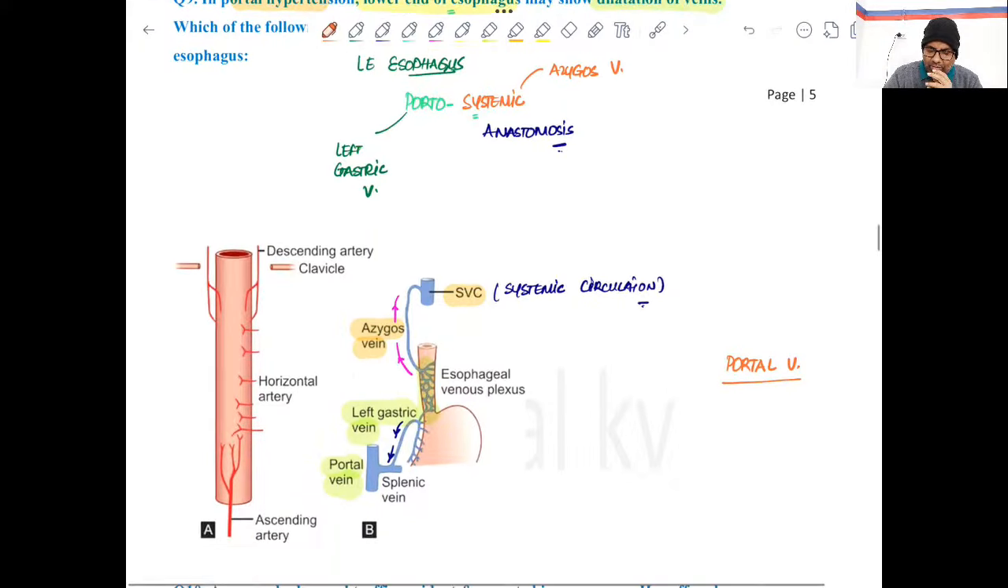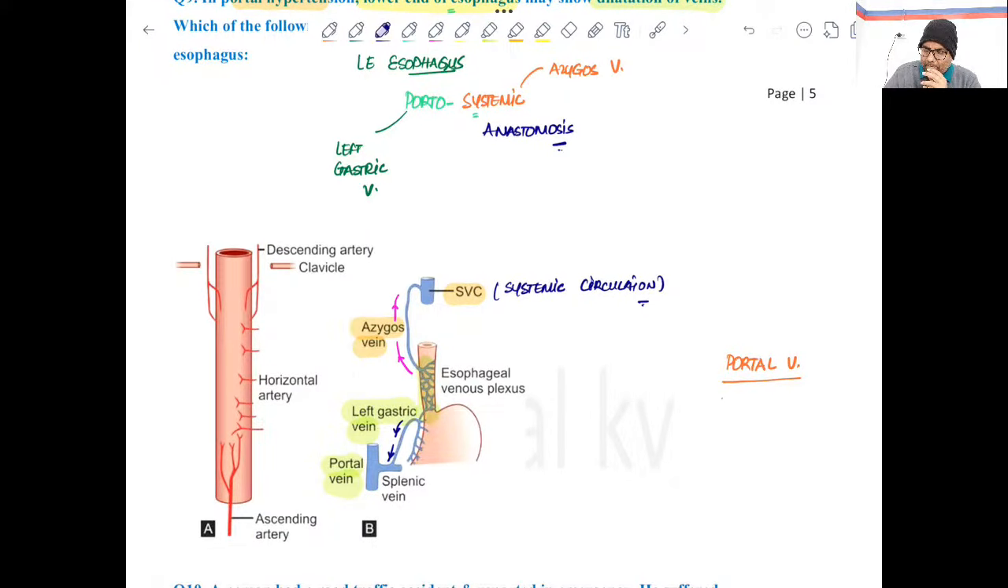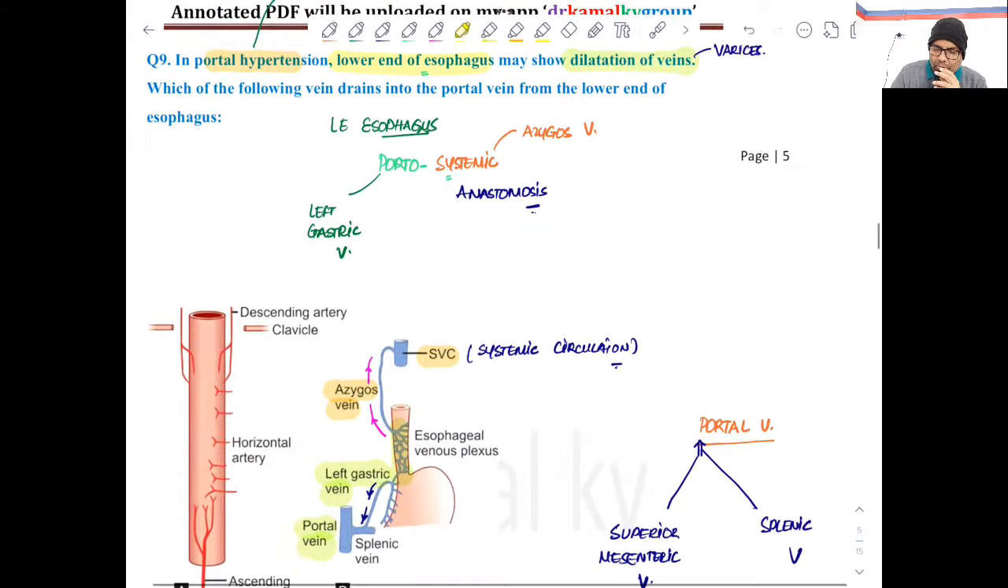Now, the portal vein itself is formed by the union of two veins, the superior mesenteric vein and the splenic vein. Clear? So, superior mesenteric vein and splenic vein. I can just write the full forms. Superior mesenteric vein and the splenic vein, they join together to form the portal vein. Clear? And this union occurs behind the neck of the pancreas. Very good, Dr. SK. So this is the formation of the portal vein.